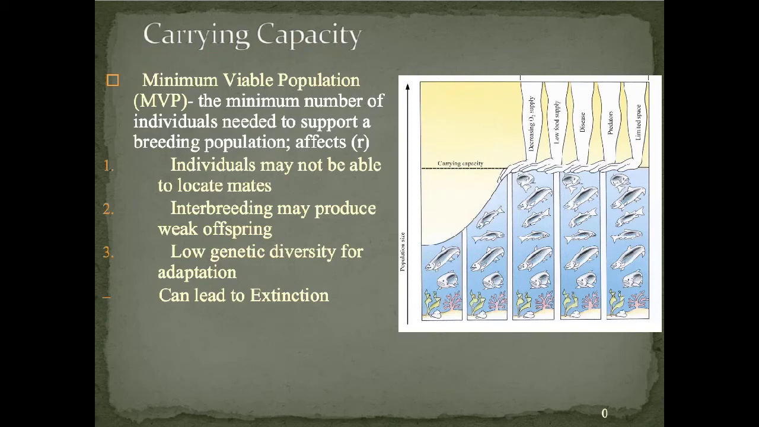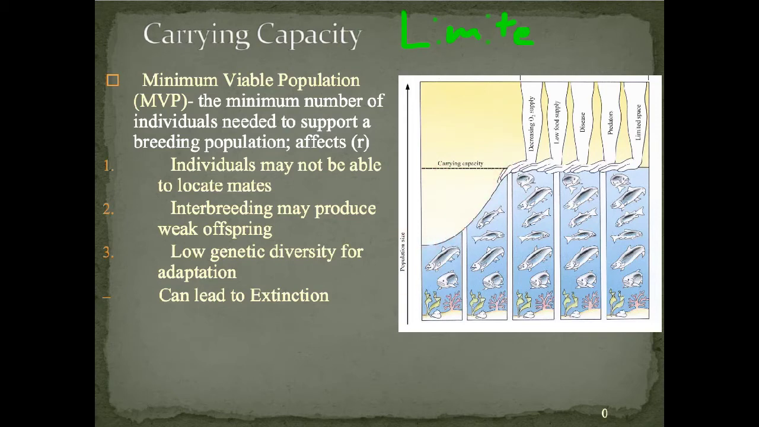The term we're going to be seeing quite often in this chapter is carrying capacity. And carrying capacity is the limit to how high a population can grow. So here it's represented, this carrying capacity of this fish population size reaches a certain point.